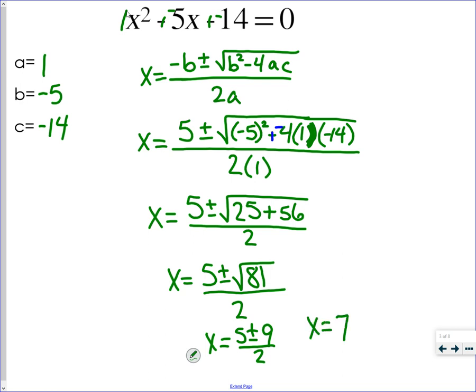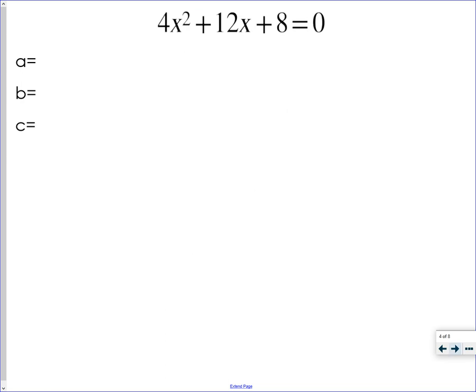Now the other number, I'm going to do this again, but I'm going to use the subtraction part. So 5 minus 9, which is negative 4. Negative 4 divided by 2 is negative 2. We get 2 answers most of the time when we do these kind of problems. That's the quadratic formula. We just need to practice it a bunch.